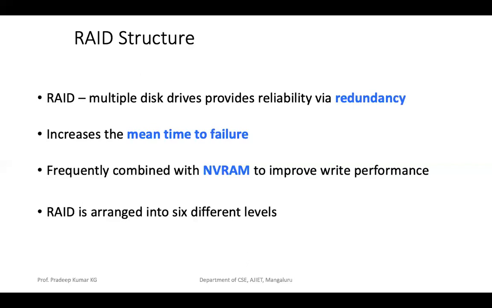Then how to keep track of this data? Each disk will have a copy, so that if one disk fails, the disk controller will automatically fetch the data from the other drive. We'll see this in detail. So what is the advantage? It will provide reliability, it will increase mean time to failure, and it will combine with NVRAM to improve write performance, and it is arranged in 6 different levels. We'll see that in detail.